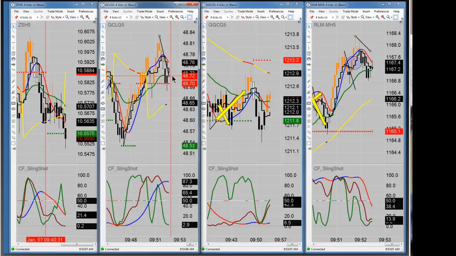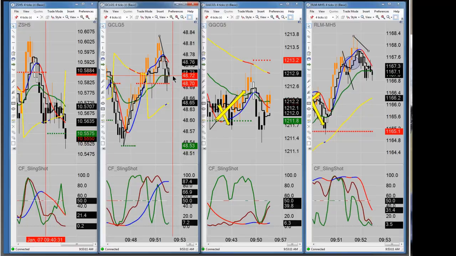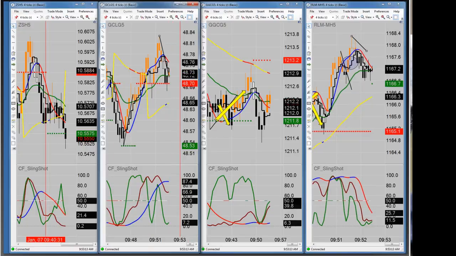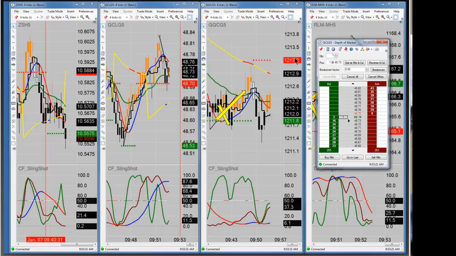I'm sorry, 68 to 72. That's not high enough. From 72 up, we can get long right there. I'm trying to get long at 73 right here on the crude. Okay, I just did get long at 73 on the crude.